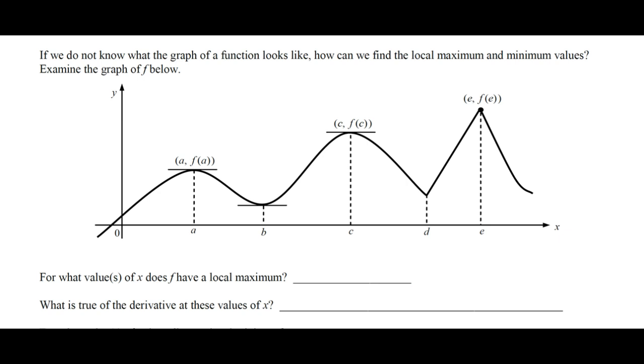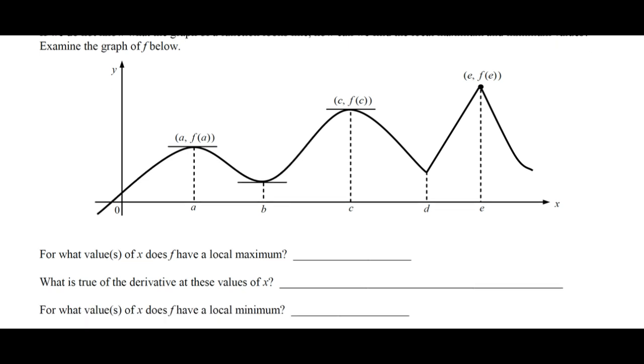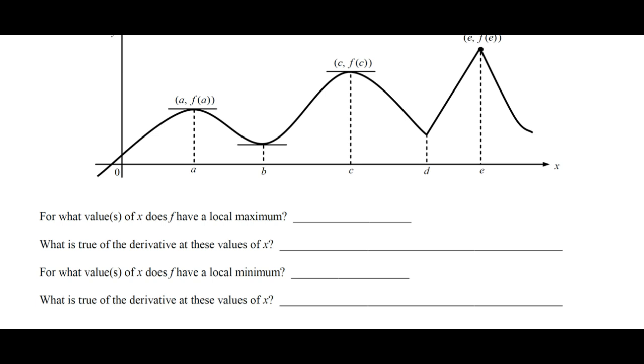If we do not know what the graph of a function looks like, how can we find the local maximum and minimum values? Examine the graph of f below. One way you could say is, we could just plug it into some software and graph it. A problem with that is, depending on the scale of what you're looking at, you may or may not see things. So we want some mathematical method which will help, and that's what we're going to develop here. Examine the graph of f below. For what value or values of x does f have a local maximum?